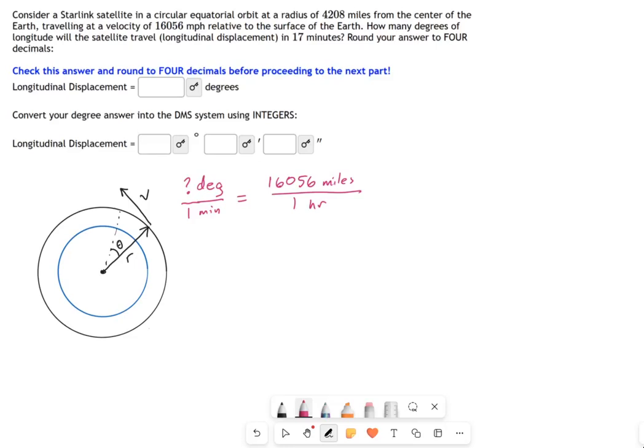Let's talk about the progression of a satellite around the planet Earth. And we're given a few things here to start with. I know that the satellite's orbit is 4,208 miles from the center of the planet, and that it's traveling at a velocity of 16,056 miles per hour relative to the surface of the Earth. Now, the reason that's important is because the Earth is rotating too, but because this is a speed relative to the surface of the Earth, we don't need to worry about the Earth's rotation. That's already taken care of for us.